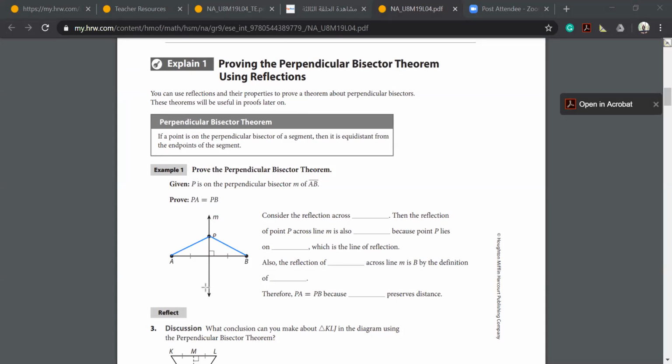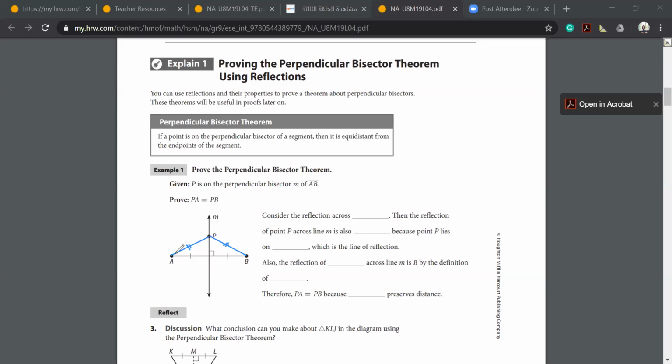The perpendicular bisector theorem is saying what? When you have a point which is lying on this line M, it will be equidistant from the endpoints of the segment. This segment, how many endpoints does it have? It has two endpoints, A and B. If you connect this point to A, and if you connect this point to B, you will find that this distance is exactly equal to this distance. This is your theorem. So again, the theorem is saying what?